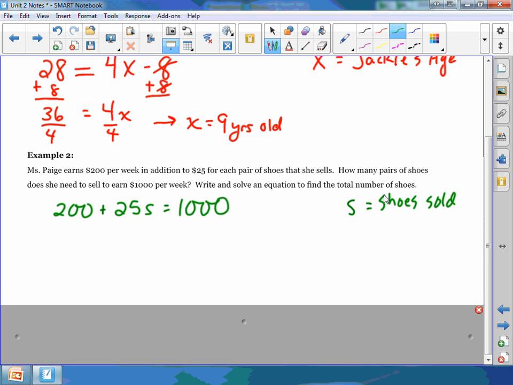Yeah, 25 is the recurring fee for every pair of shoes. $200 is just for showing up to work. All right, she can come to work, not sell a pair of shoes. She's going to get $200. Although I can't imagine her bosses would be very happy if she's not selling anything. But otherwise, that's the deal. It's just $200 every week, no matter, and then $25 for every pair of shoes she sells. Okay? Isaac? Go ahead. What do you got?